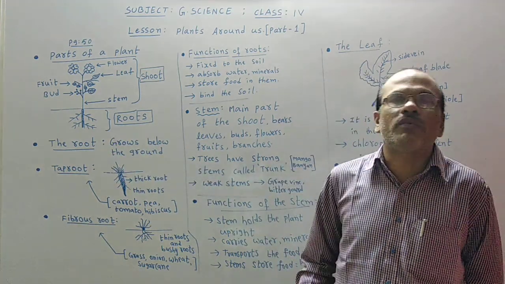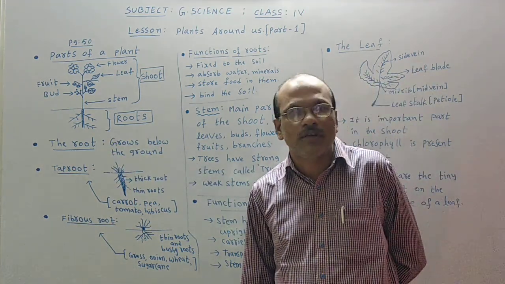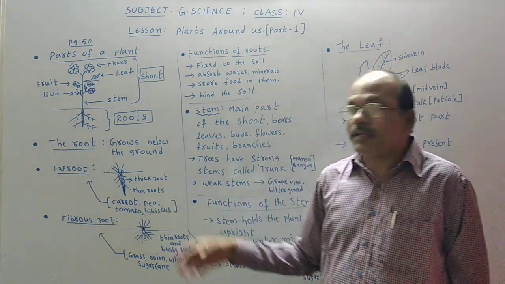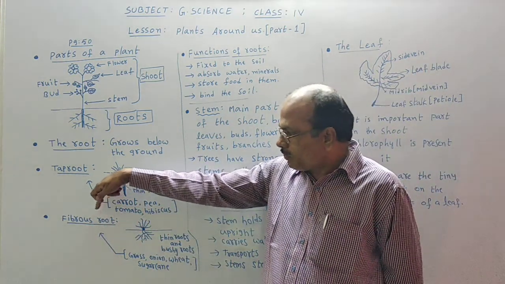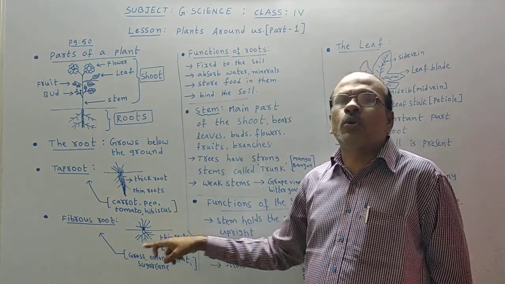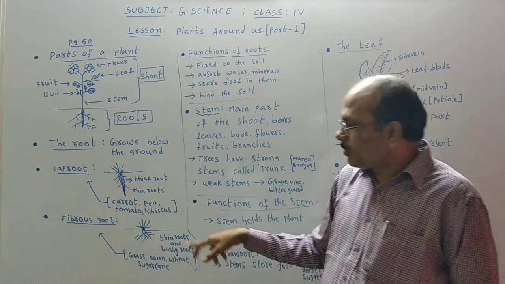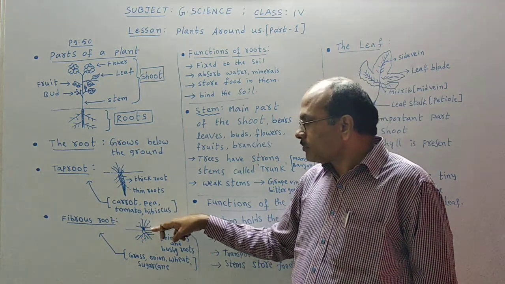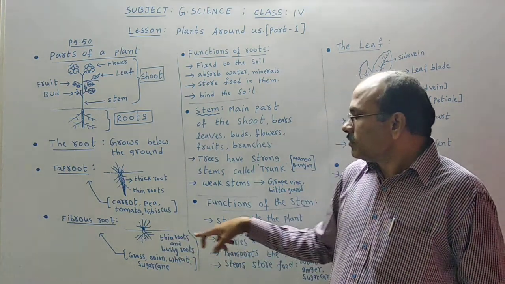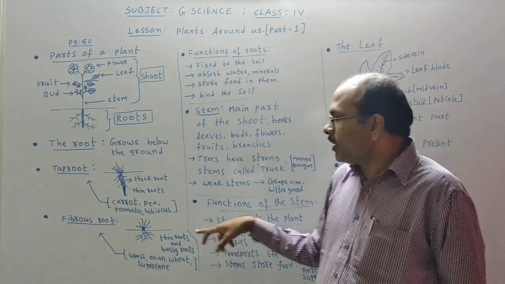That is the type of root called tap root. Is it clear, students? Then we go for the fibrous root. As the name says, the root is fibrous, like a fiber, and it grows below the ground. This is a small plant. Small fibers are generated from the thin roots.